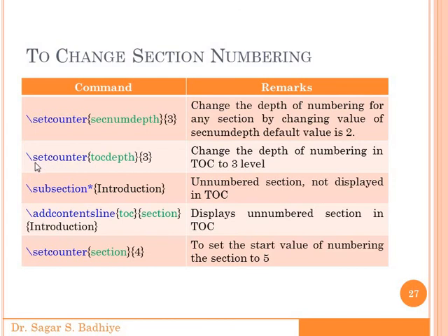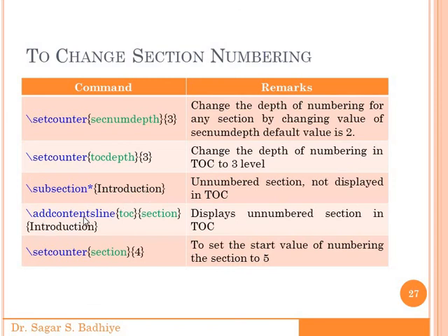There is another command, \setcounter{tocdepth}{3}. This changes the depth of numbering in the table of contents to 3 levels. By default the table of contents shows data up to the second level. If you wish, you can change it to the third level, so it will mention the title of this section in the table of contents also. If you want a particular section to be unnumbered, then we use \subsection* and then whatever is the name. This will be an unnumbered section, and it will not be displayed in the table of contents. If you wish that some subsection should not be displayed in the table of contents, you can mention it like this.